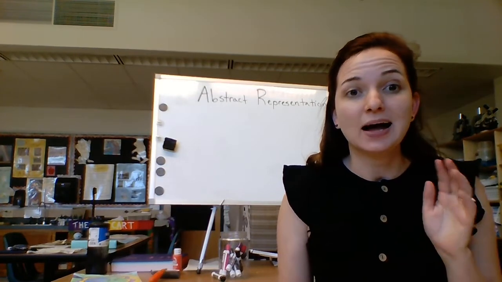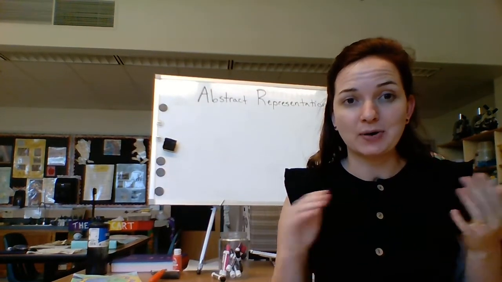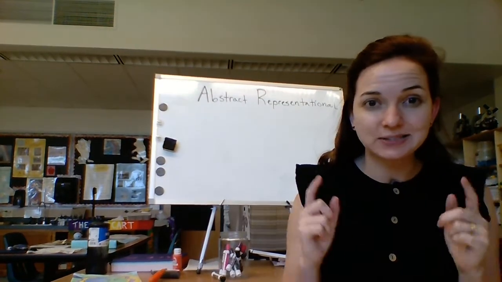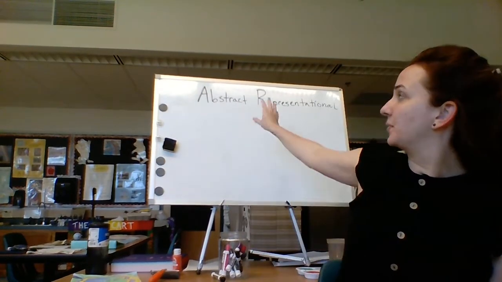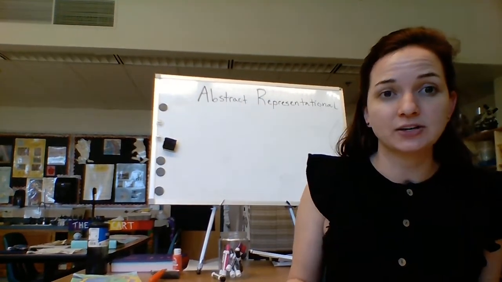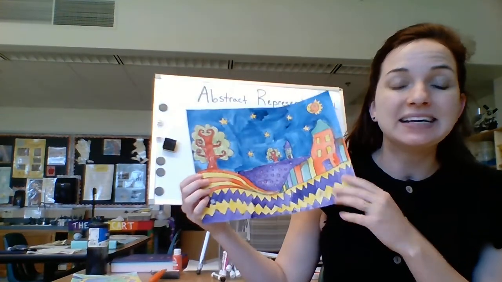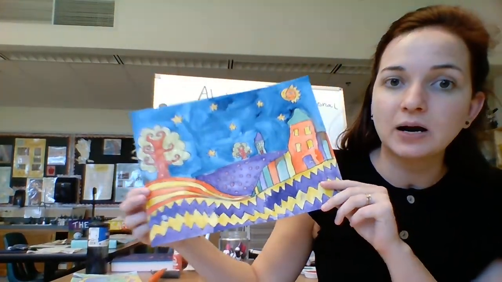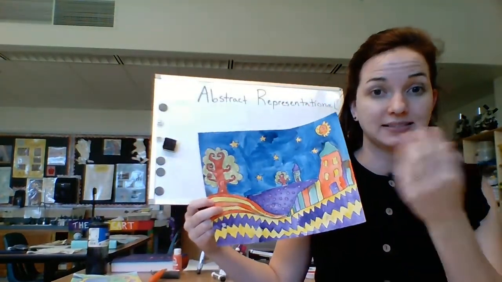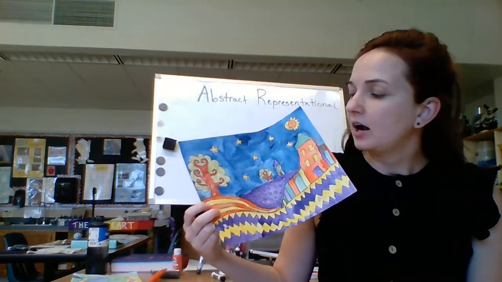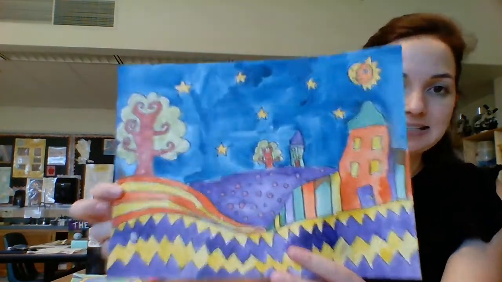Okay, so today's lesson is going to be a follow-up on last week's lesson. Last week, we learned about abstract representational art. Of course, that is art where we can tell what the artist is representing in the work, but it's not realistic. It's abstracted. It's a little bit different. All right. So we did this landscape together.